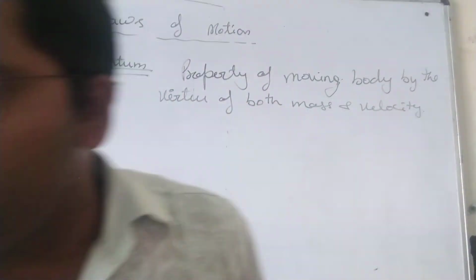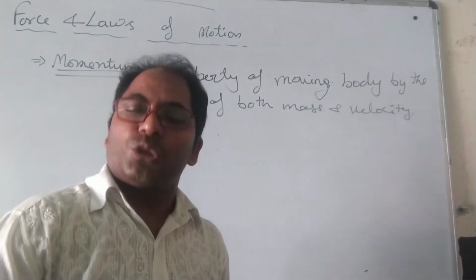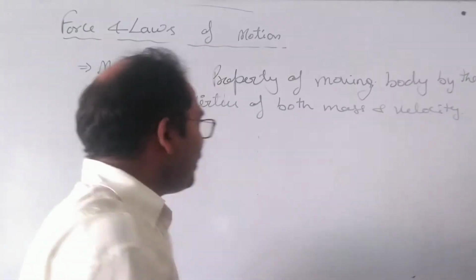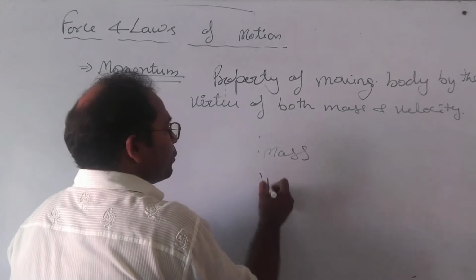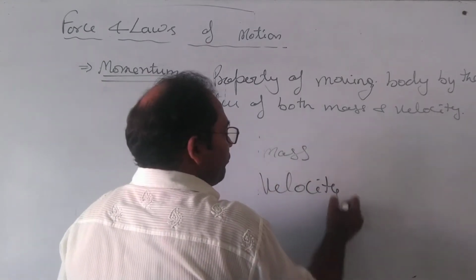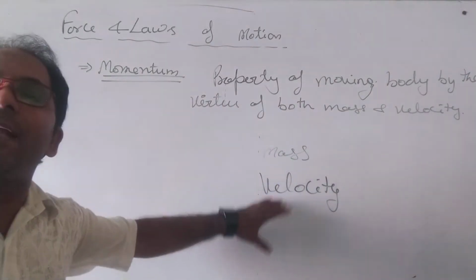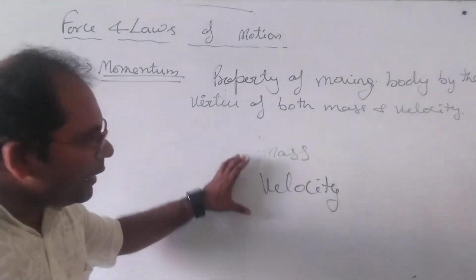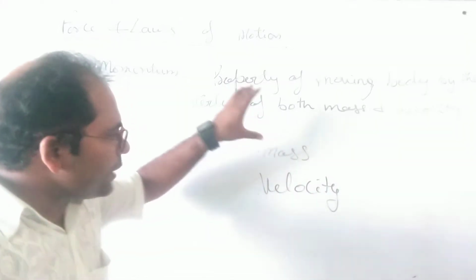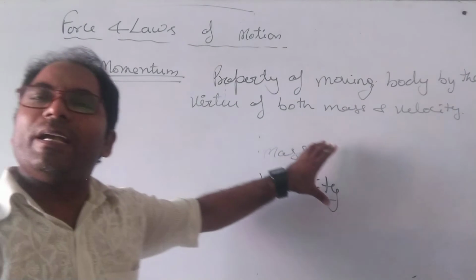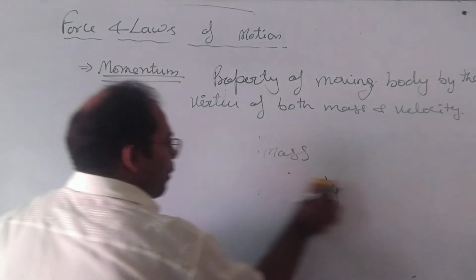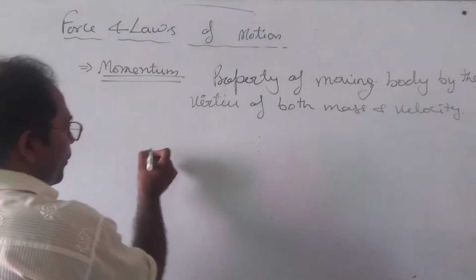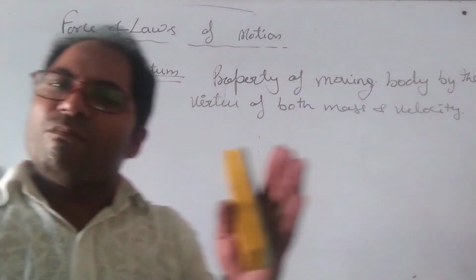The momentum of the body depends on two things. Number one, mass, and number two, velocity. If the speed is constant and the mass increases, momentum will increase. If the mass is constant and the speed increases, the momentum will increase. So now the proper definition of momentum is the product of mass and velocity.